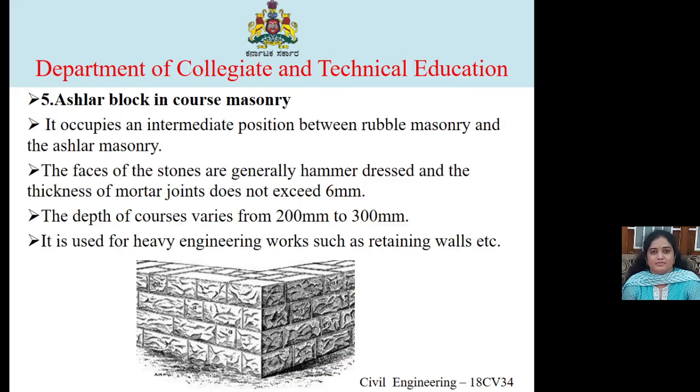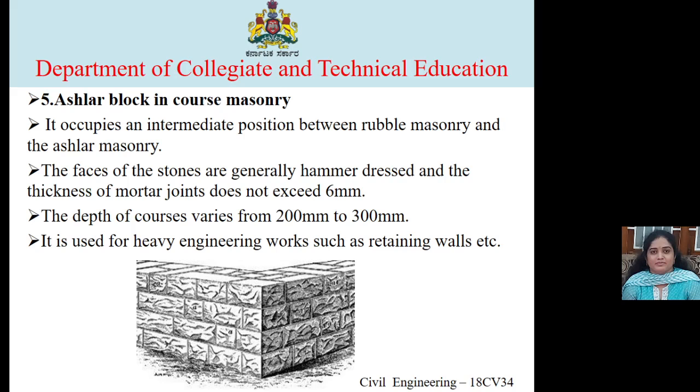So next is ashlar block in course masonry. So this is something like this. It occupies the intermediate position between the rubble masonry and the ashlar masonry. The faces of the stones are generally hammer dressed and the thickness of the mortar joints does not exceed 6 mm. The depth of the course varies from 200 mm to 300 mm. It is used for heavy engineering work such as retaining walls.